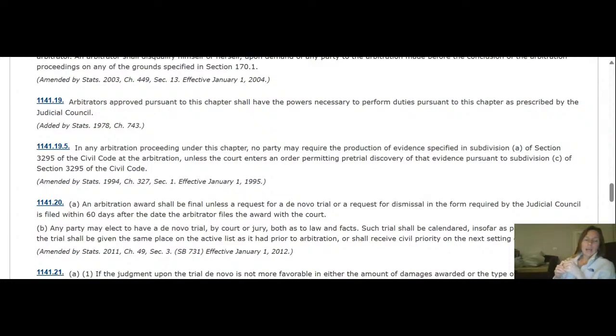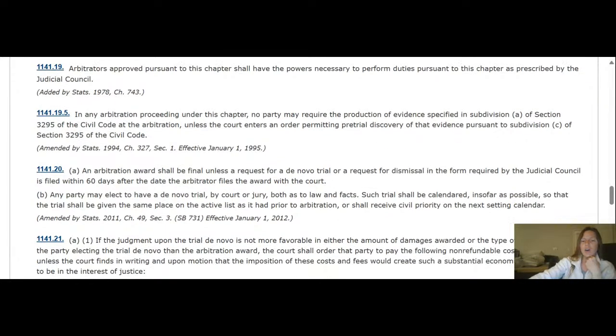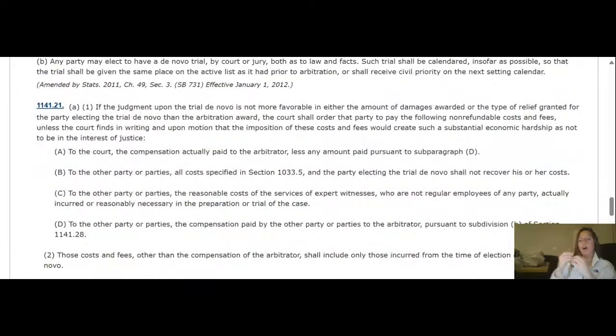1141.20. A, an arbitration award shall be final unless a request for de novo trial or a request for dismissal in the form required by the Judicial Council is filed within 60 days after the date the arbitrator files the award with the court. B, any party may elect to have a de novo trial by court or jury, both as to law and facts. Such trial shall be calendared insofar as possible, so that the trial shall be given the same place on the active list as it had prior to arbitration, or shall receive civil priority on the next setting calendar. Right?